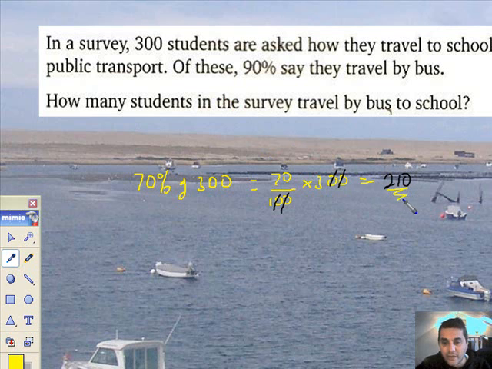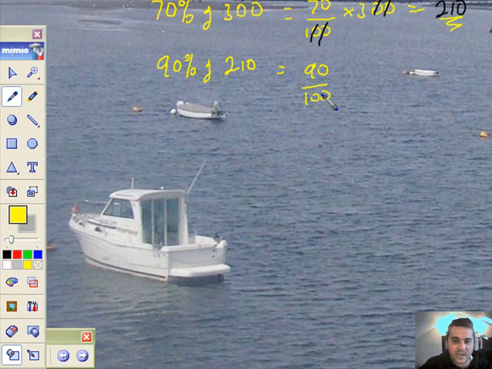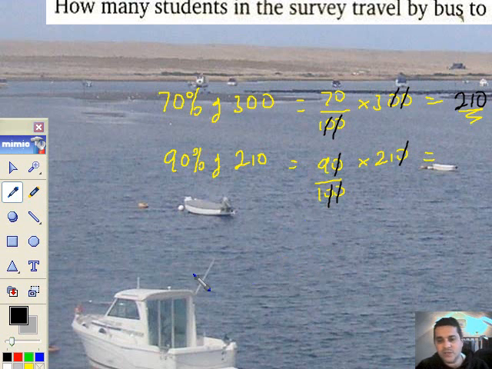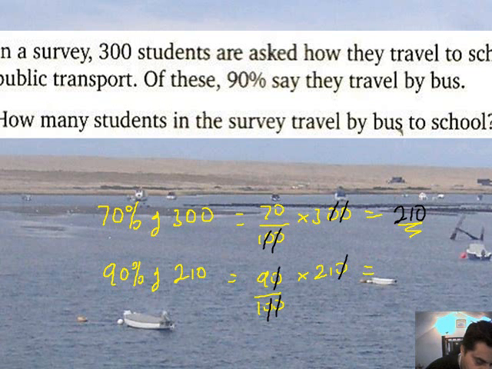Of these, 90% say they travel by bus. How many students travel by bus? Okay then, so it's 90% of these students travel by bus. In other words, 90 divided by 100 times 210 equals, well, let's just chop off some zeros. You can cancel with you, you can cancel with you. 9 divided by 1 times 21. So 9 21s, 9 times 21 comes to 189. Final answer, 189 students out of the 300 said they travel to school by bus.